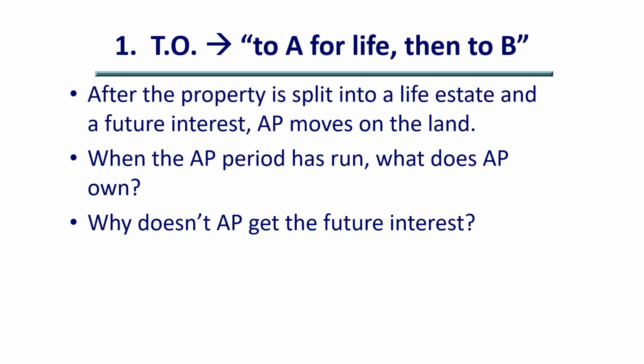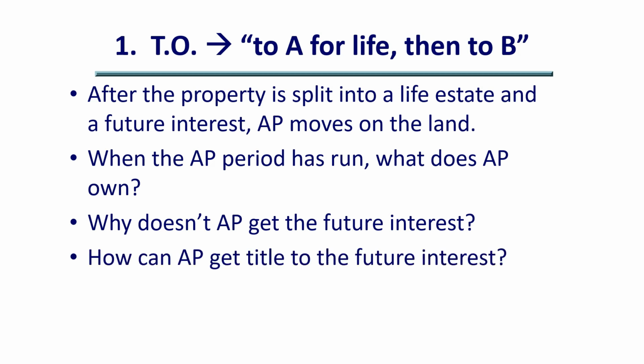What's the reason for that? Well, the reason has to do with the nature of an action in ejectment. Only someone who has the right of possession can bring a suit in ejectment. And since B doesn't have a right of possession yet, B couldn't sue the adverse possessor. Therefore, no statute of limitations is running against B, and B doesn't get title to the future interest when the adverse possession period is over.